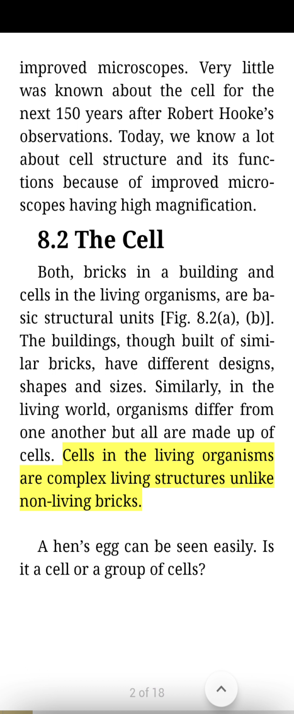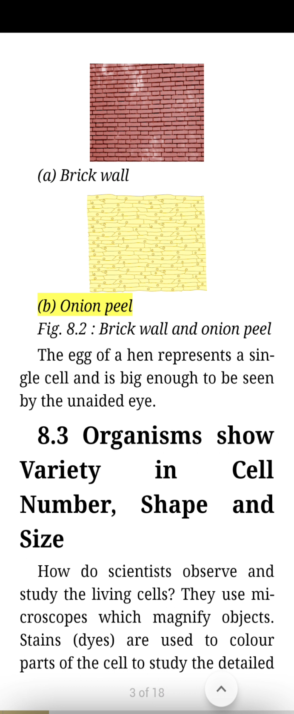Cells in the living organisms are complex living structures unlike non-living bricks. A hen's egg can be seen easily. Is it a cell or a group of cells? A. Brick wall. B. Onion peel. Fig. 8.2. Brick wall and onion peel. The egg of a hen represents a single cell and is big enough to be seen by the unaided eye.